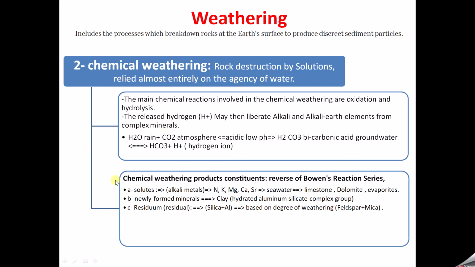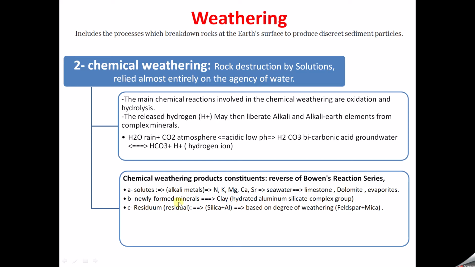So what are the chemical weathering products, the constituents? There are solutes, solutions, newly formed minerals, and residuum particles. What are the solutes? Alkali metals, sodium, potassium, magnesium, calcium, strontium will be carried in water to the sea, to the ocean, and later will precipitate as limestones, which is made of calcium carbonate, dolomite, which is made of calcium magnesium carbonate, and evaporite, which is hydrous calcium sulfate.